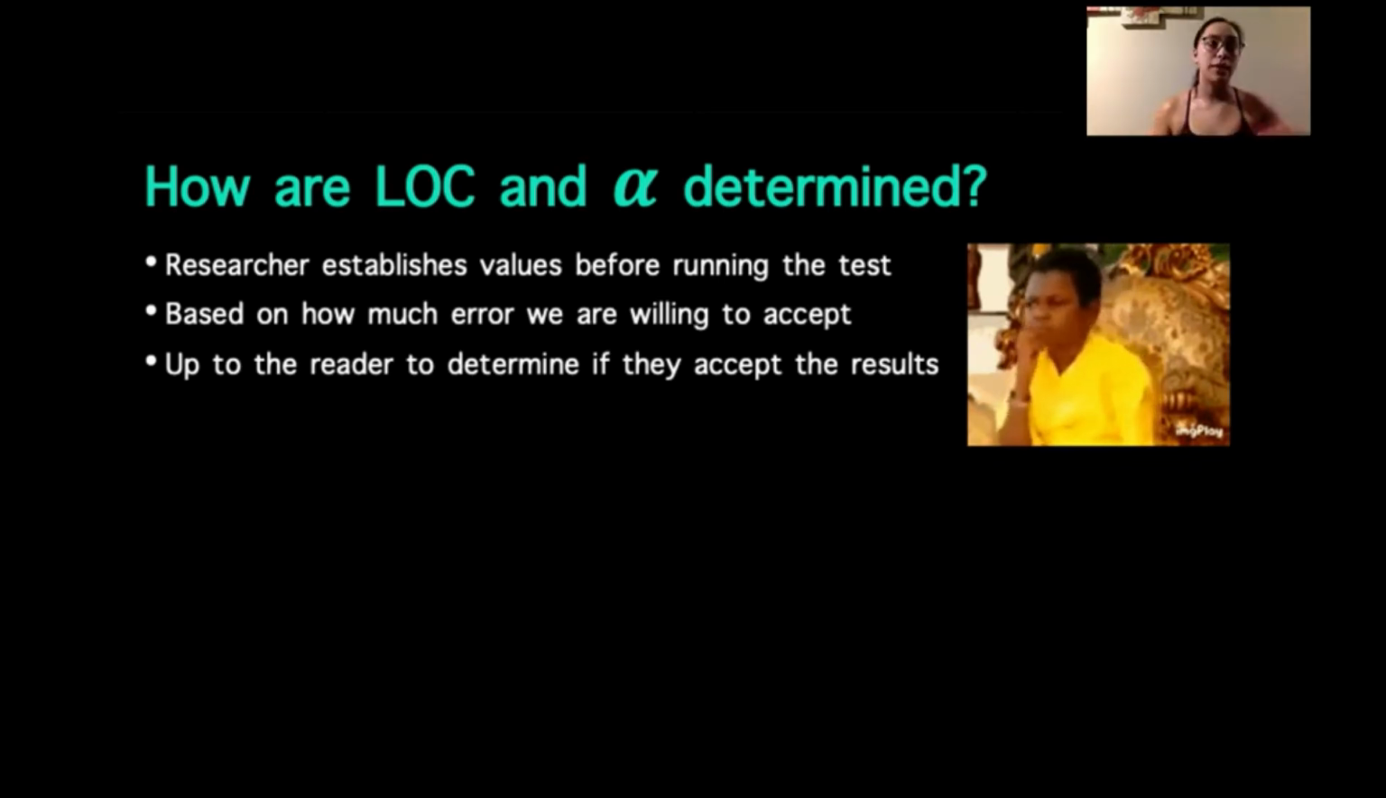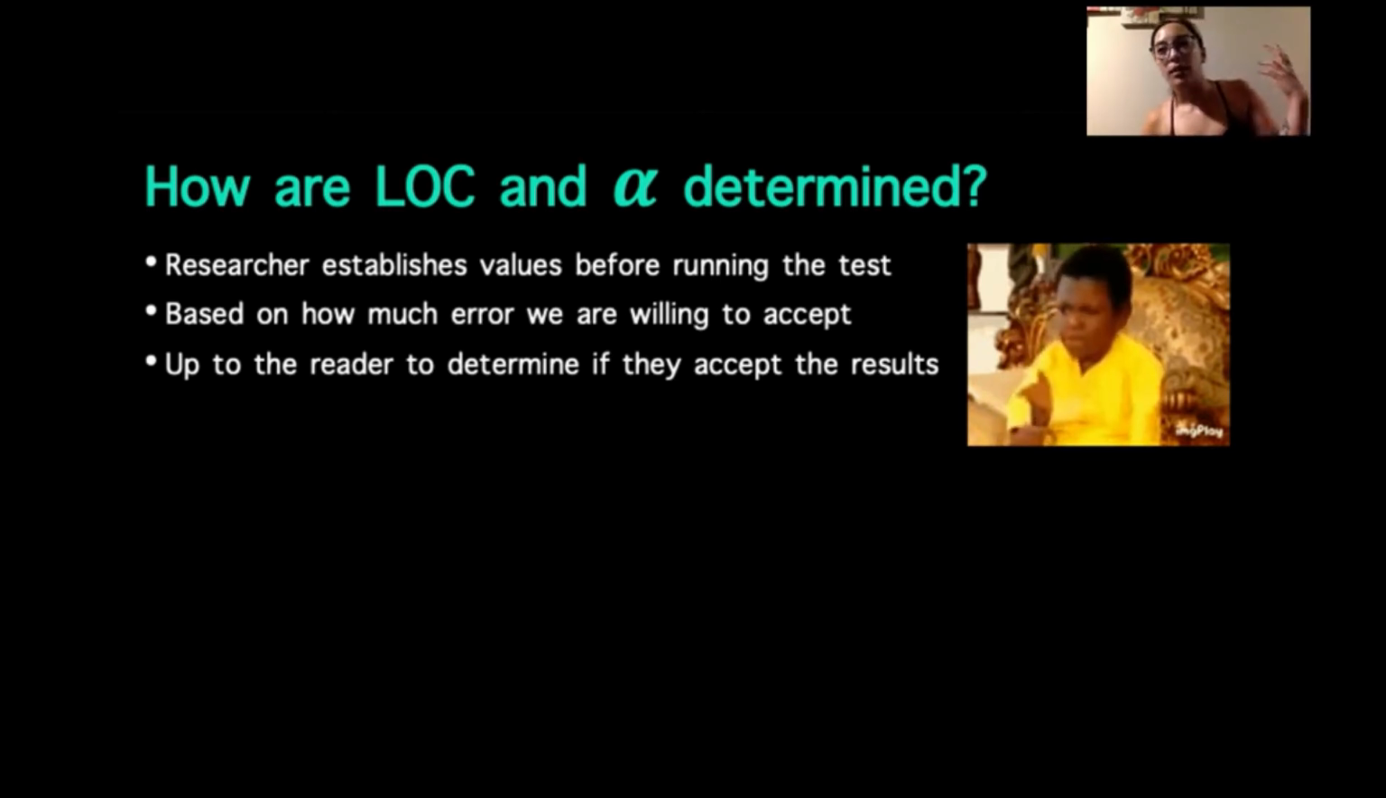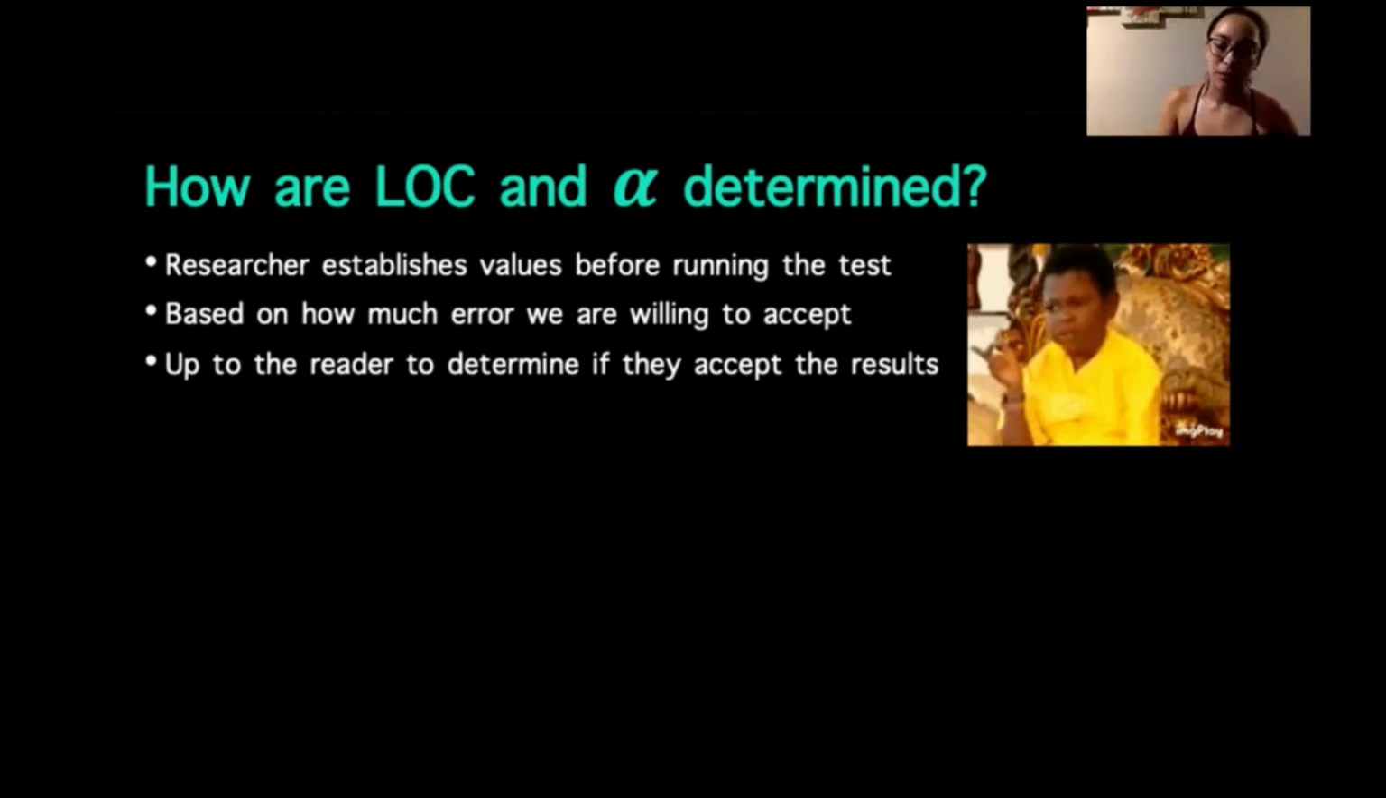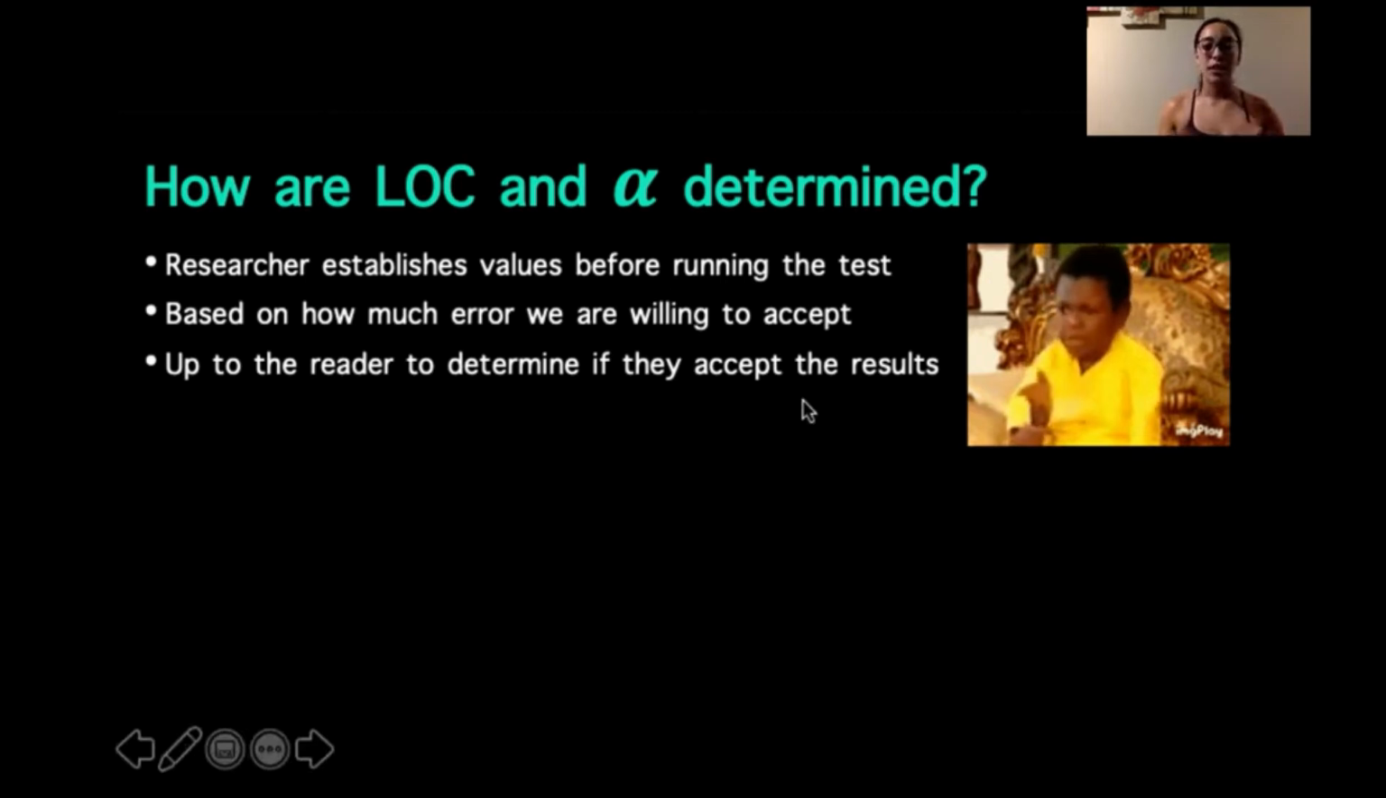Okay? Let's say you have a significant difference with 10% of error, but you don't have a significant difference with 5% of error. Right? Is there truly a difference or not? There are other things that we can look into that will tell us if there is a difference or not and how large that difference is, but in terms of the reader, it's up to you to accept the level of confidence in the alpha level that was set by the researcher.